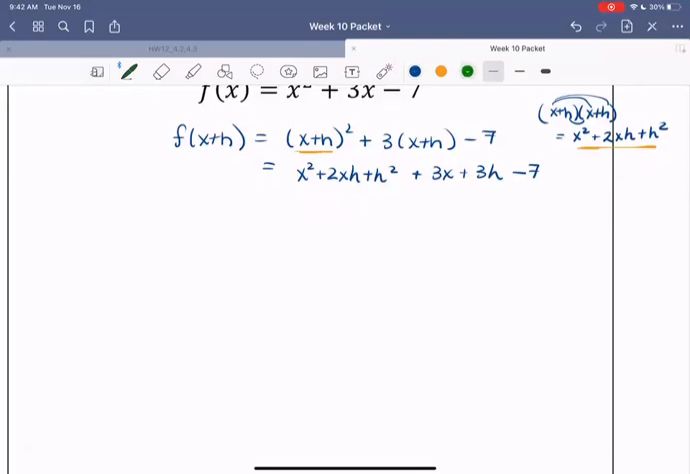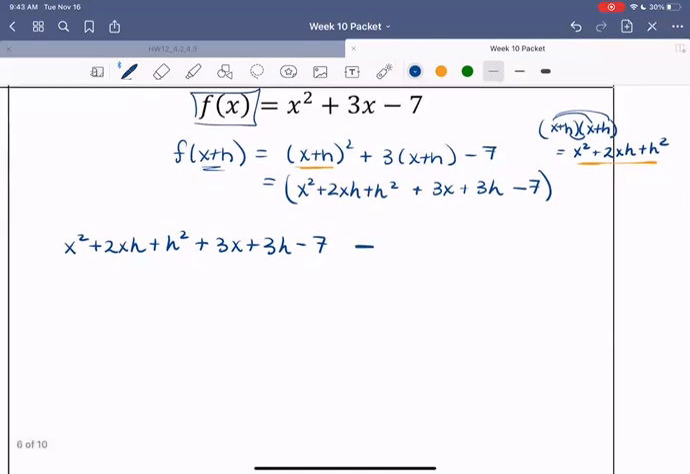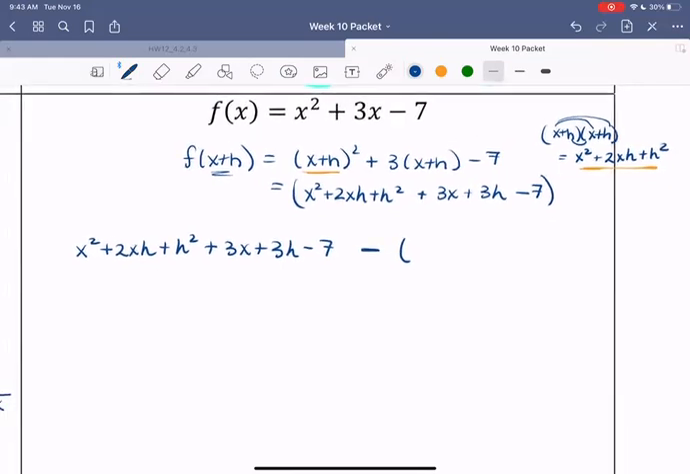So I'm first going to have my f of x plus h. So I'm going to write this whole term here. So that looks like x squared plus 2xh plus h squared plus 3x plus 3h minus 7. From there, I'm going to subtract all of f of x. So again, using parentheses here to make sure I keep all of my terms that I'm going to be subtracting together. So I'm going to subtract x squared plus 3x minus 7. And then that's just our numerator, folks. So we have to divide by h.